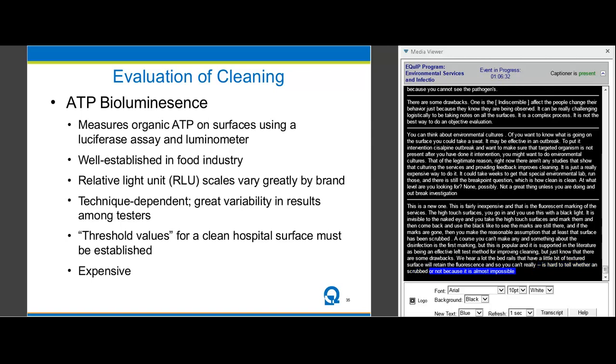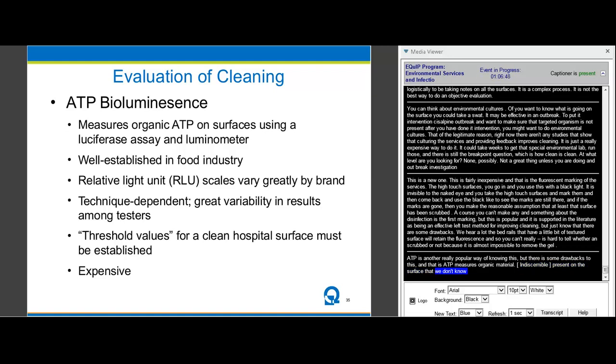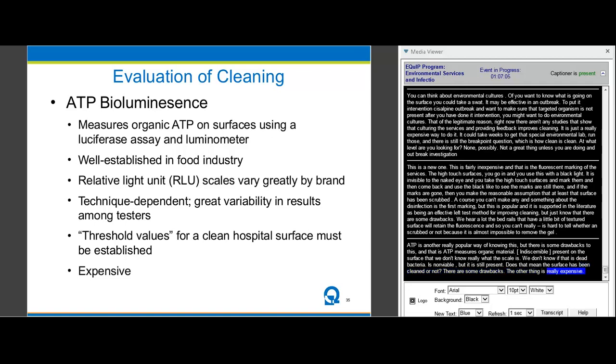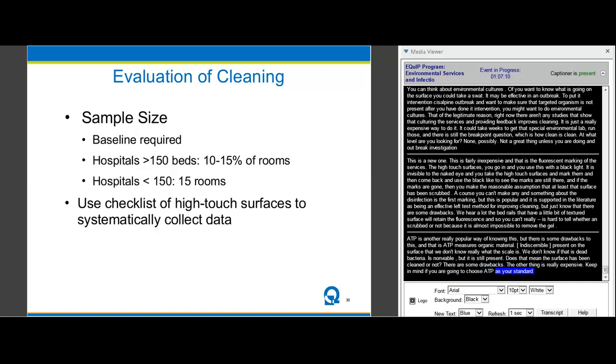ATP is another really popular way of knowing this, but there's some drawbacks to this as well, and that is ATP measures organic material. So is the adenosine triphosphate present on the surface? But we don't know really what the scale is. We don't know if that's dead bacteria, like it's non-viable, but it is still present. So does that mean the surface has been cleaned or not? So there's some drawbacks. The other thing is it's really expensive. So keep in mind if you're going to choose ATP as your standard, that you need to know what all of the costs are comprehensively. So keep that in mind.